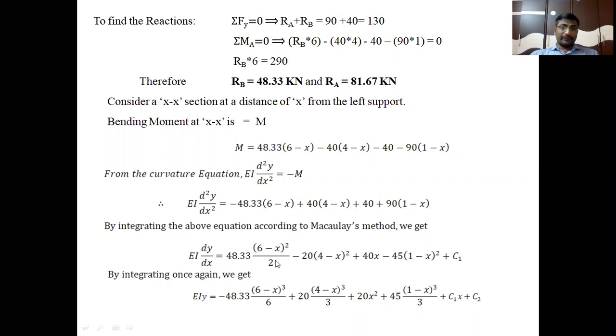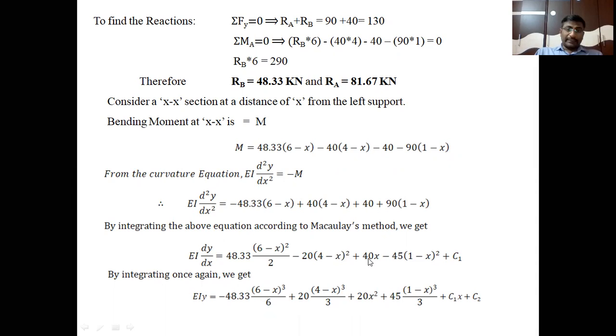Here (6 minus x) whole square by 2 is there. Integration of (6 minus x) whole square by 2 is minus (6 minus x) whole cube by 6. So minus 48.33 already is there. (6 minus x) whole cube by 6, actually 3 into 2 is 6. Integration of (4 minus x) whole square is minus (4 minus x) whole cube by 3. So minus plus 20 (4 minus x) whole cube by 3.